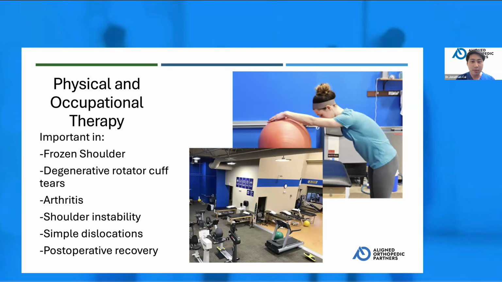Simple dislocations, if it pops back in place, usually they'll keep you in that safety square, and then slowly as the tissues start to scar down and regain their stability, they can move you to wider and wider ranges of motion. And of course, post-operative recovery, us, the surgeons, will probably tell you, don't move it for a little bit. We want the scar to set in, heal, the shoulder's going to get stiff. They can help regain that range of motion. Next slide.